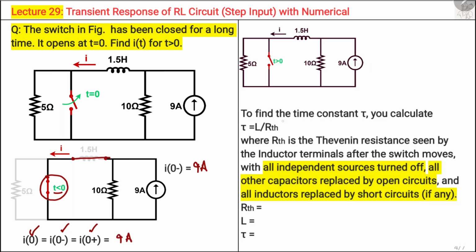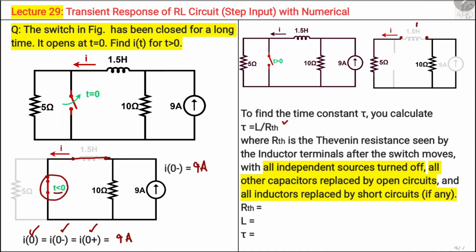The next task is to find the time constant, which is simply L divided by R Thevenin. The R Thevenin is found by open circuiting the inductor terminals and looking at the resistance from this end. While obtaining the R Thevenin, other ideal sources are replaced by their internal resistance, so the current source is replaced by an open circuit.